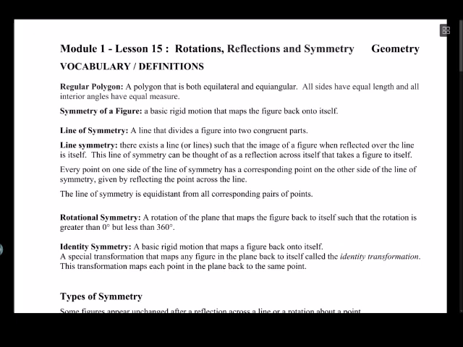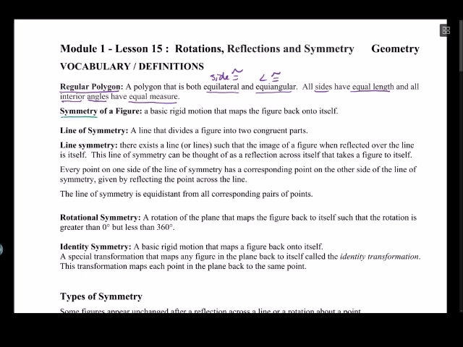For instance, a regular polygon, we know this one, is both equilateral and equiangular. That means all of its sides are congruent and all of its angles are congruent, which also means that all of your sides have equal length and all of your interior angles have equal measure. So everybody's congruent.